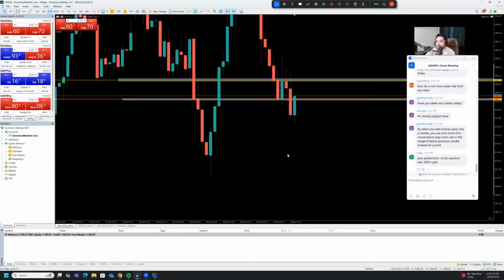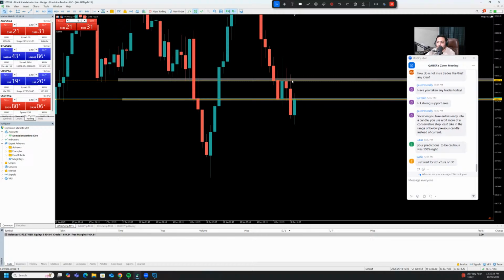Okay, so when you take entries early into a candle, you use a bit more of a conservative stop loss, like in the range of below the previous candle instead of the current. It all depends on the size of the candle. Sometimes I place my stop loss above the previous candle. Sometimes I place the stop loss at 50% of the previous candle. Sometimes I place my stop loss above the current candle. It depends on the structure I'm facing there.